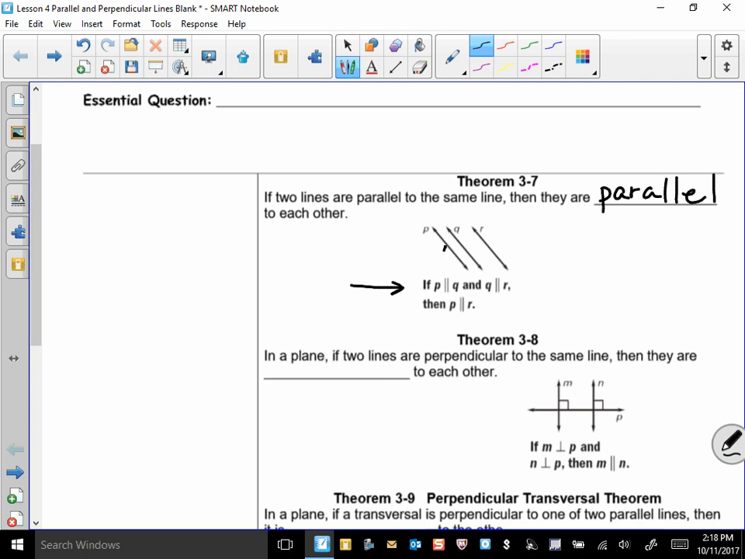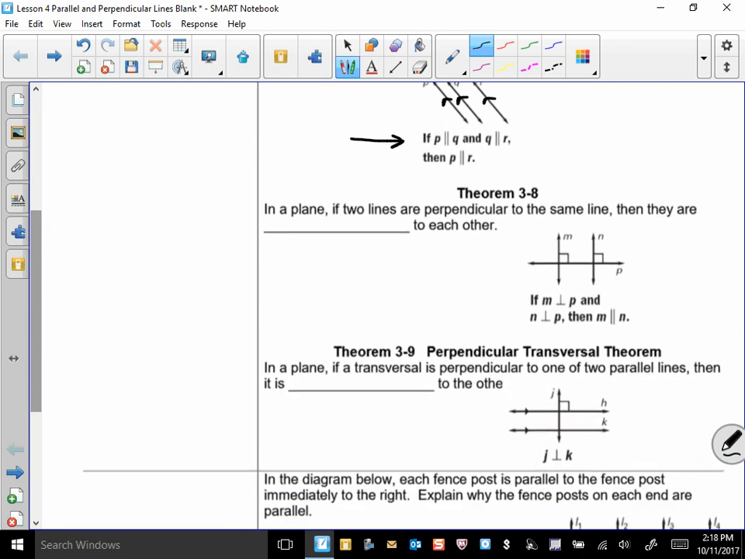But if I got P parallel to Q here, and Q is parallel to R, then I can say that P is parallel to R. Looks just like the law of syllogism and the transitive property, but it's neither one of those things, so don't call it that. The next theorem says in a plane, if two lines are perpendicular to the same line, so look here, we got M and N, both perpendicular to P, then what can you tell? You can tell that they're going to be parallel to each other.